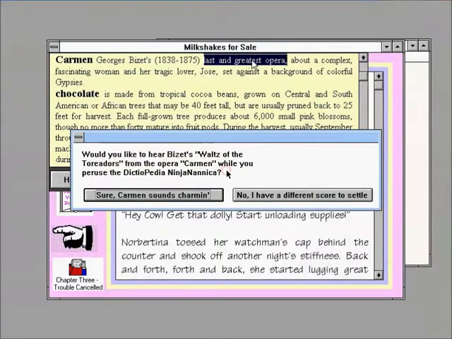Opera? If it asks you this, it means you're either gonna get a video or audio or something like that.